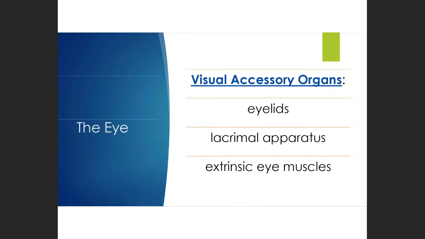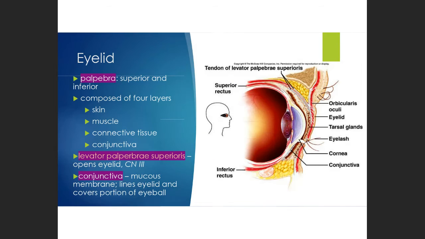But basically, we're going to look at the eye, but first, the functional organ of vision, of course, is the eyeball, but there are also accessory organs: eyelids, lacrimal apparatus, and the extrinsic eye muscles. So let's take a look at those first before we delve into the eyeball itself. The eyelid is also known as the palpebra, and of course there's an upper and lower eyelid.